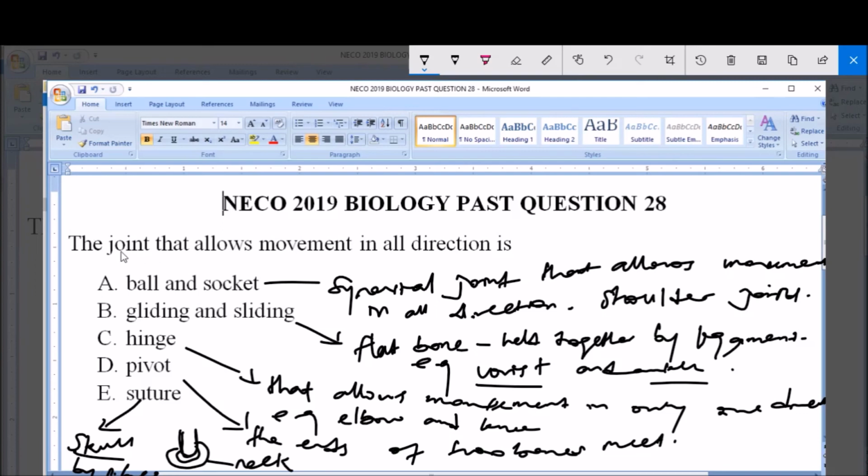Now the question says the joint that allows movements in all directions is A. Ball and socket joints. Like I said, ball and socket joint is a synovial joint that allows movement in all directions, and examples are the shoulder joint and the hip joint. So option A is the answer to this question.